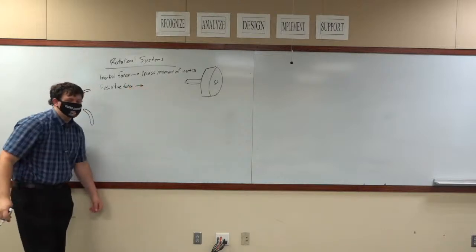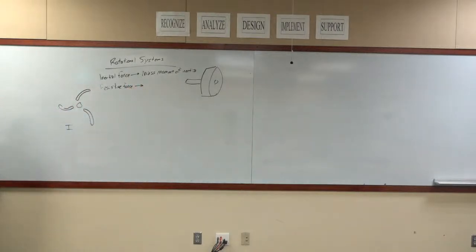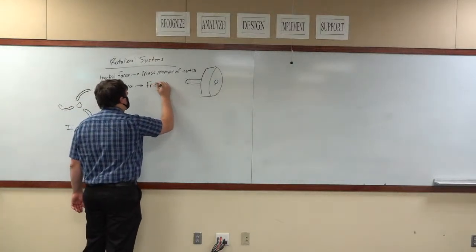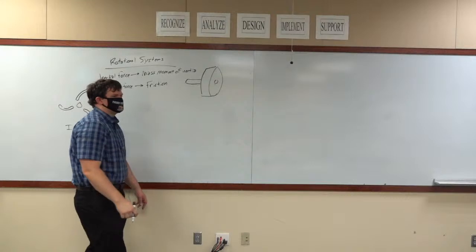Last one, it was a damper, provided friction. Here, it's basically a rotational damper. It's also friction. Mechanical systems are prone to friction, so this is not anything exciting.